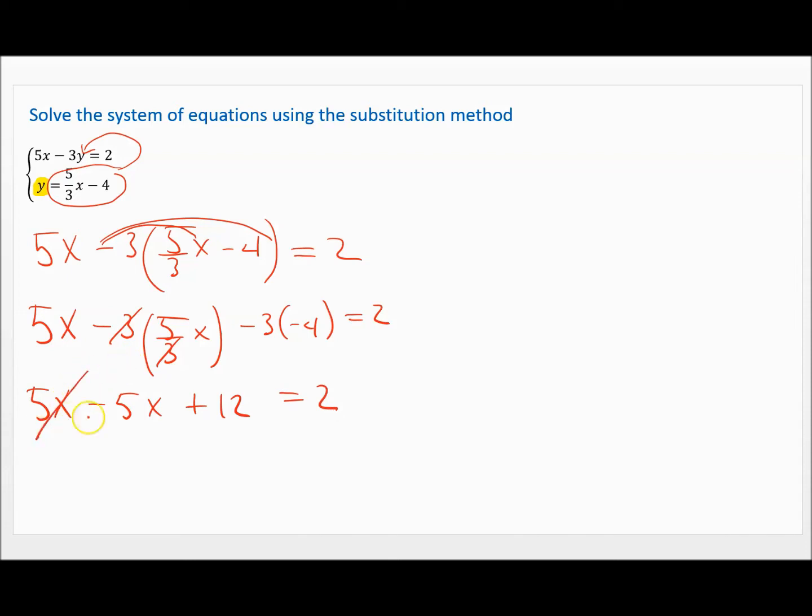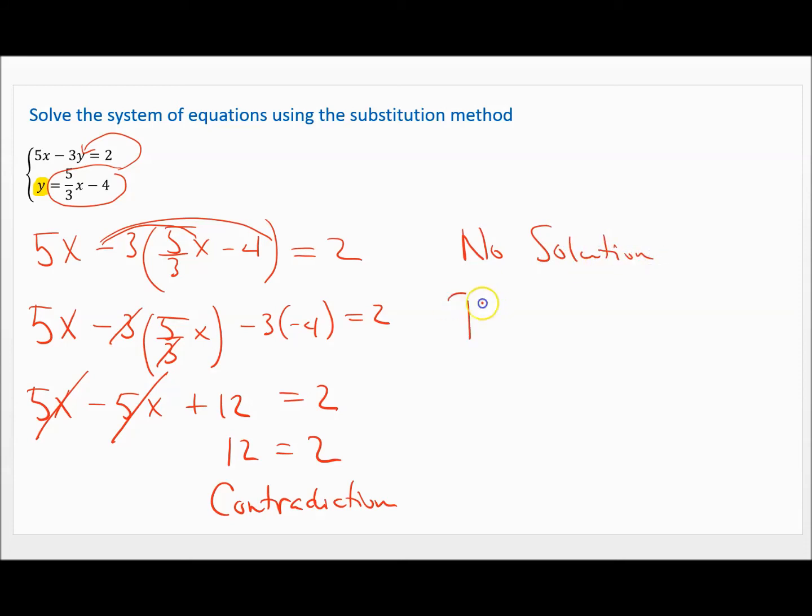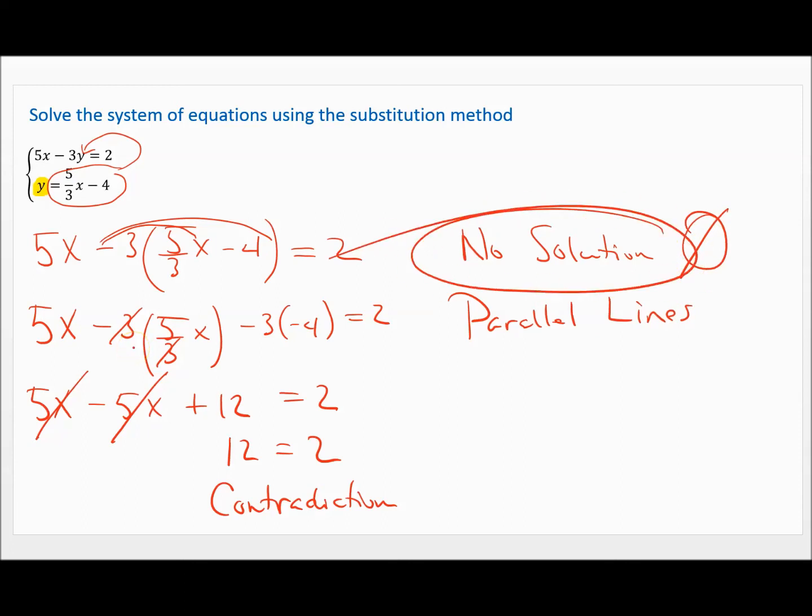Now, what has happened? I got 5x cancels with 5x. And I have this statement that makes no sense, right? 12 equals 2. Now, when you're solving an equation, remember we call this a contradiction. But when you're solving a system, we have no solution. And graphically, what that means is we have parallel lines. Now, often when you have no solution, you would enter it as the empty set. But this really is the best answer algebraically, but depending on what your homework says to do, the empty set might be how you enter that.